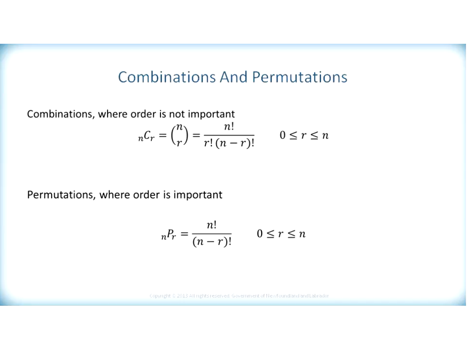If we go back and look at combinations and permutations from Chapter 2, we see that combinations are where order is not important. So we have N choose R, which is equal to N factorial over R factorial multiplied by N subtract R factorial, where R is greater than or equal to 0, but less than or equal to N. Permutations, on the other hand, where order is important, is N permute R, which equals N factorial over N subtract R factorial. And once again, R is greater than or equal to 0, but less than or equal to N. These two formulas will be given to us on our formula sheet.